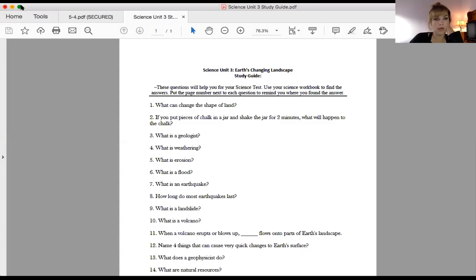So what I'm going to do is show you the form on my shared screen and then talk you through it. And then sometimes I'll go back to the workbook to go over it with you guys. So I'm going to share the screen. Okay.